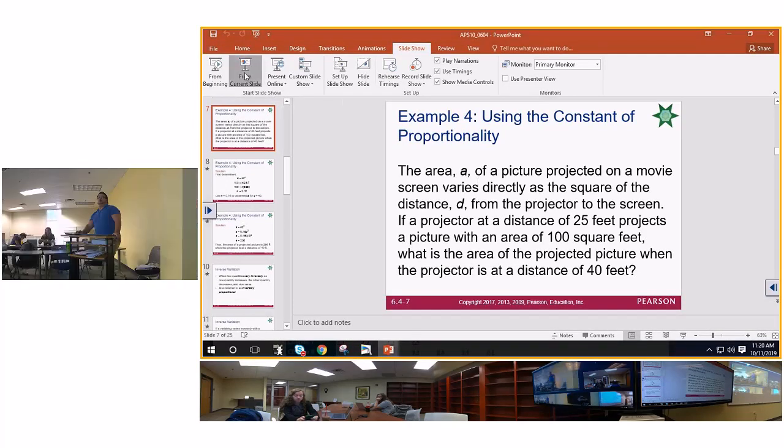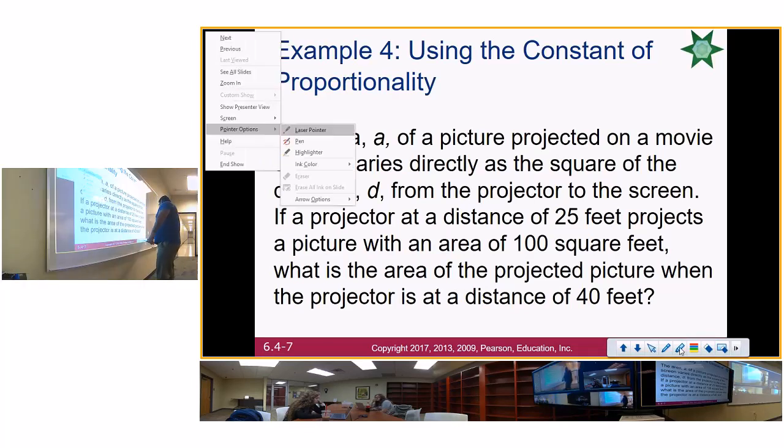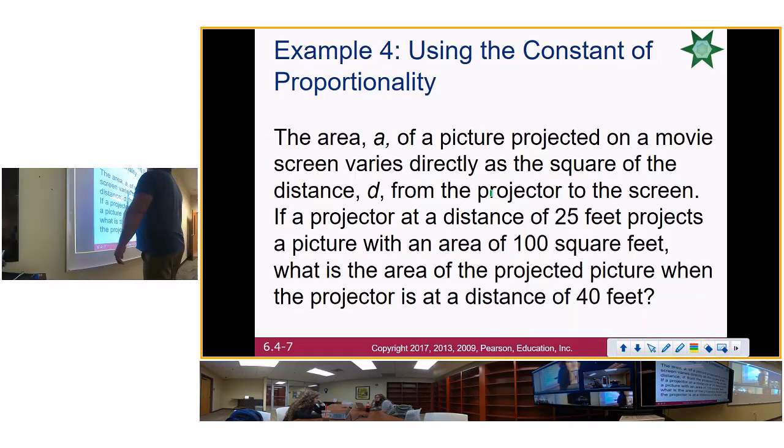This is the problem we were working on, and I left something out, so just kind of edge through what we did last time. I'm going to redo this one because I left off one part because I didn't see it. So we know that this is directly. Let's take our highlighter out and highlight directly. So that means we're going to use y is equal to k times x.